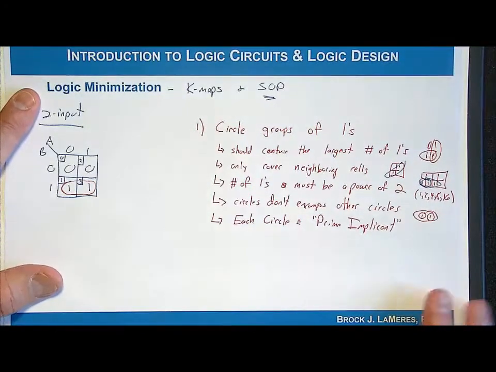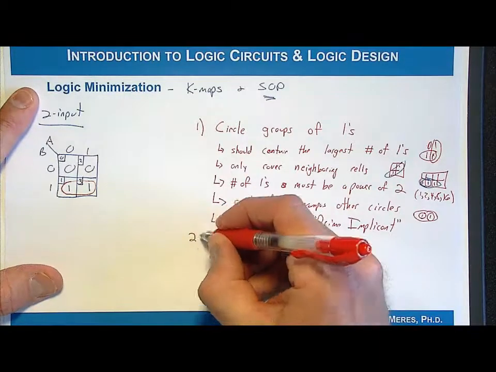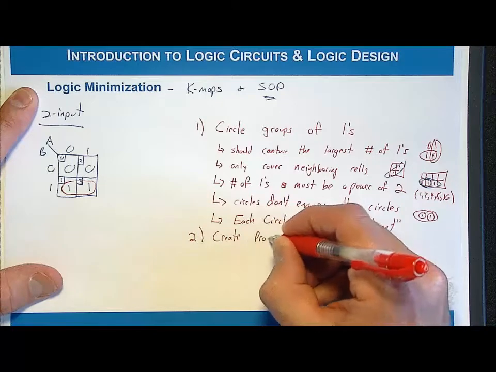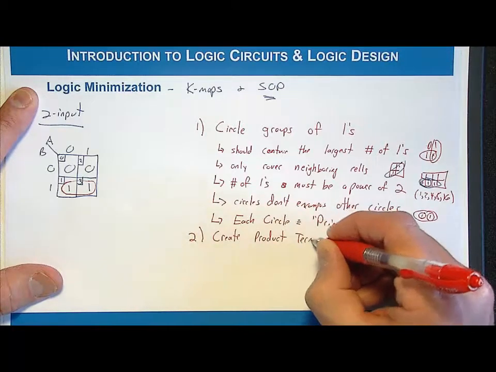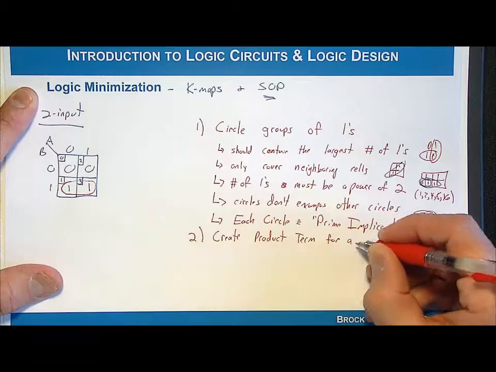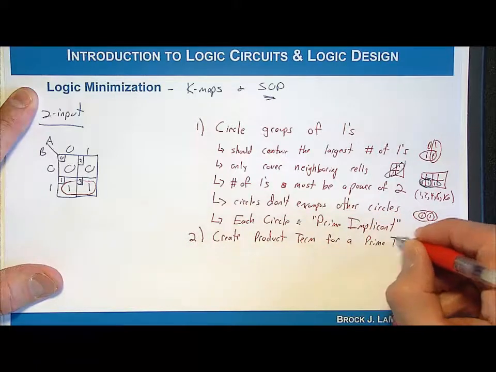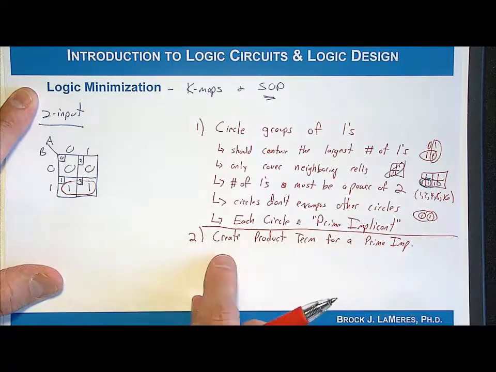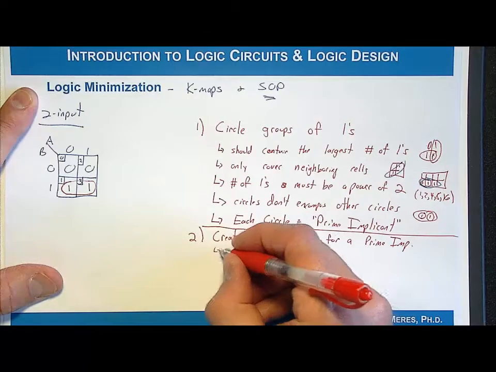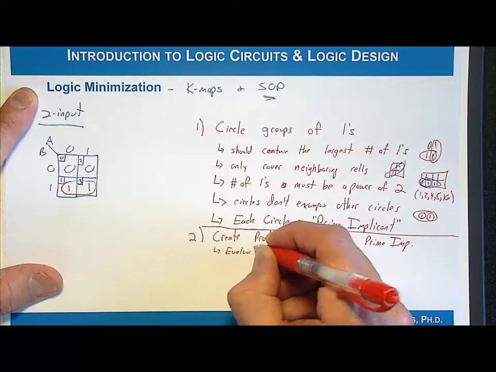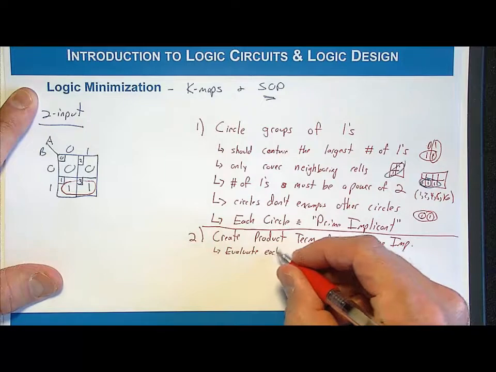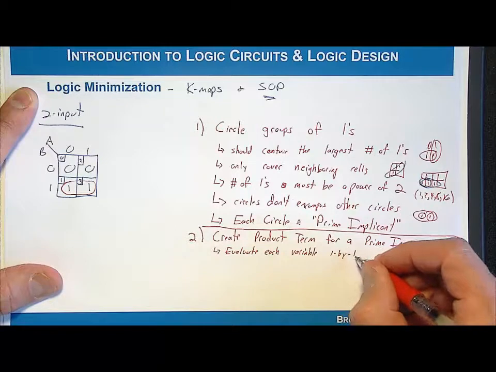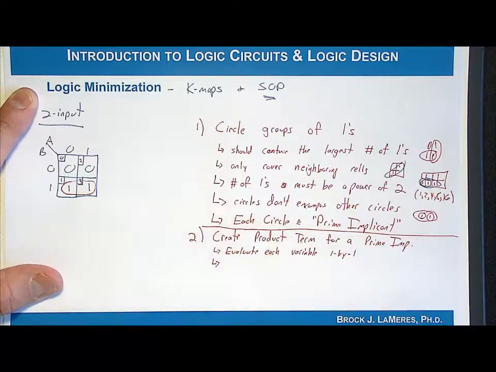Okay. So now step 2 of this is creating a product term. So we're going to create a product term for each prime implicant. And this also has some rules associated with it too. Okay, so I'll draw a line there. So what we're going to do is evaluate each variable one by one, and then you're going to do the following.